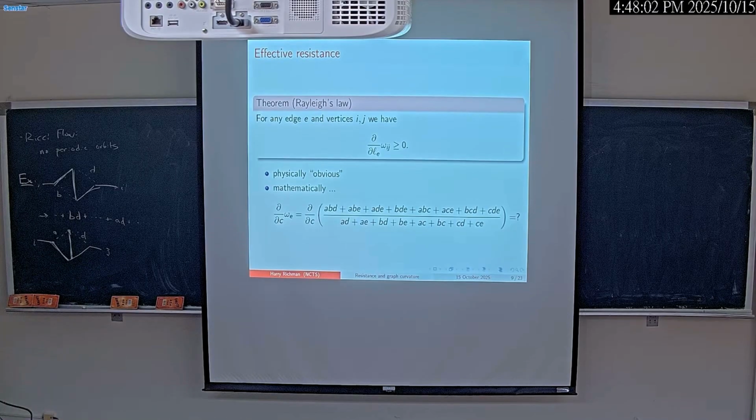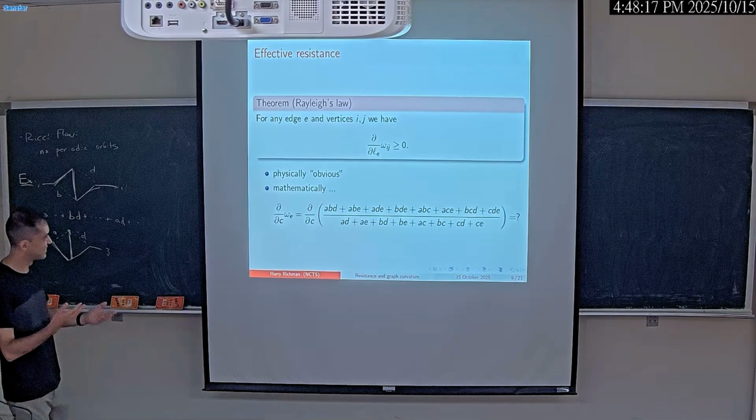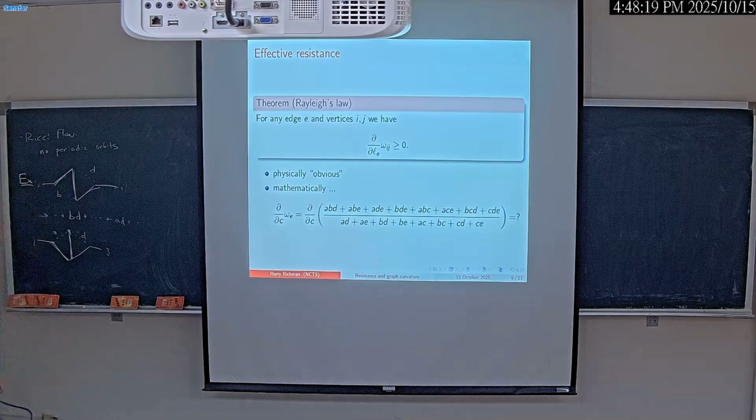Okay, so maybe just to check, can anyone tell me what the expression here is if I take the partial with respect to C in this derivative? And justify the sign on this expression. If you want to do the exercise, you can close your eyes for the next slide. I'll show the answer.